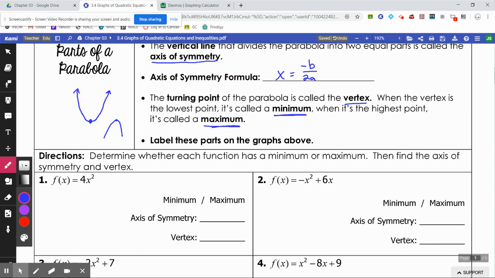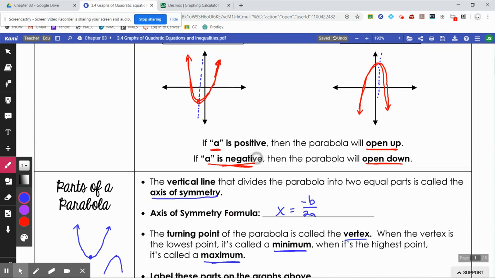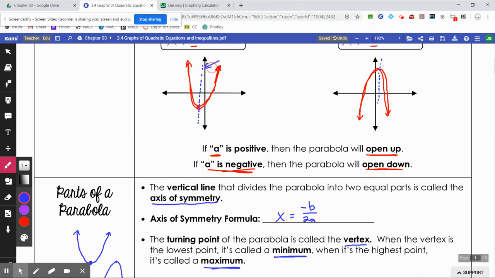So let's label these parts on the graph above. We have our axis of symmetry, which I've already labeled here, axis of symmetry. We have our lowest point right here, which we call the vertex. Now, in this case, the vertex is the minimum.